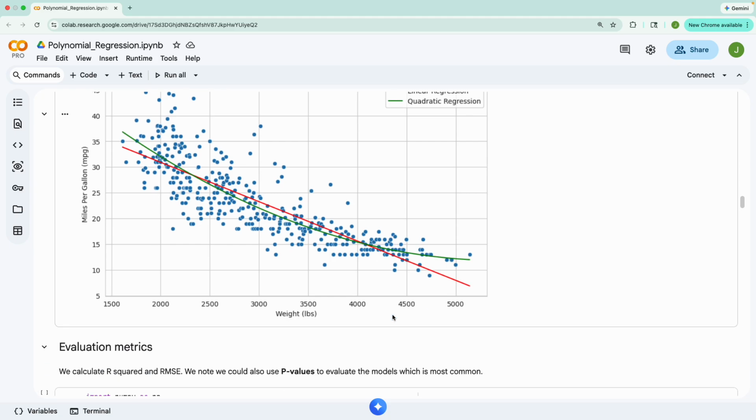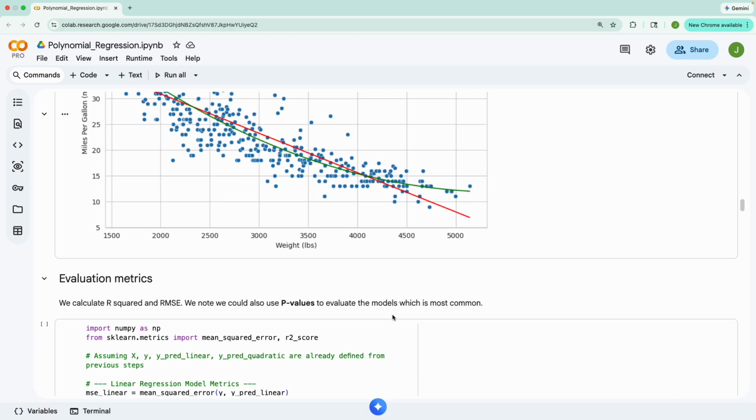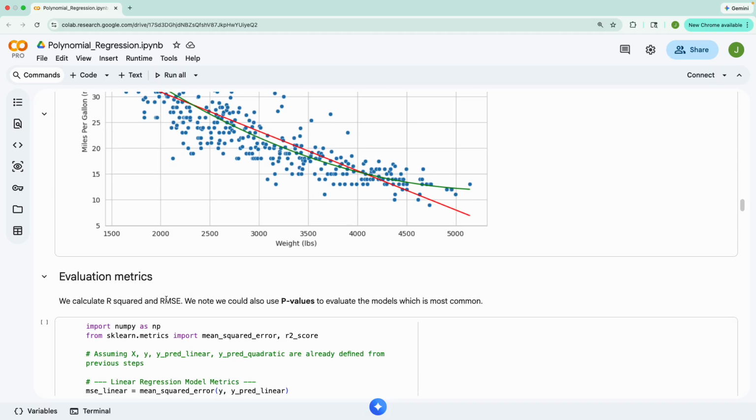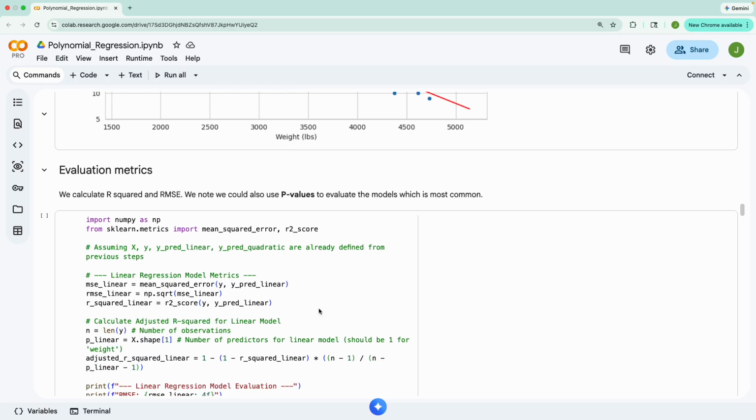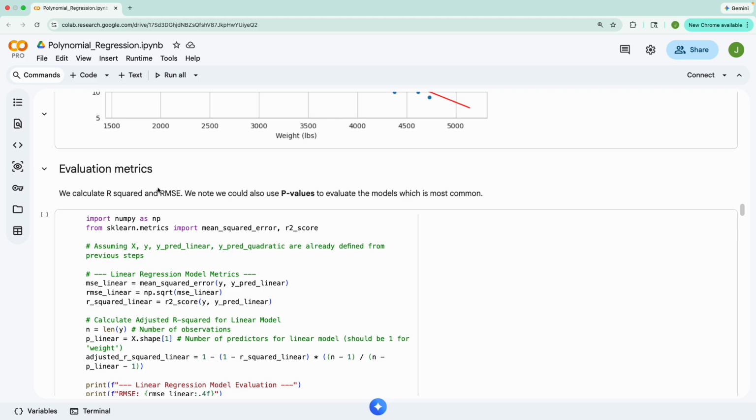Now, to help us evaluate this, we can use the r squared and the RMSE value. We could also use p-values. That would be the most useful metric. However, the library sklearn does not have p-values as easily built in as the statsmodels implementation. So we'll make our decision based off of RMSE and r squared.